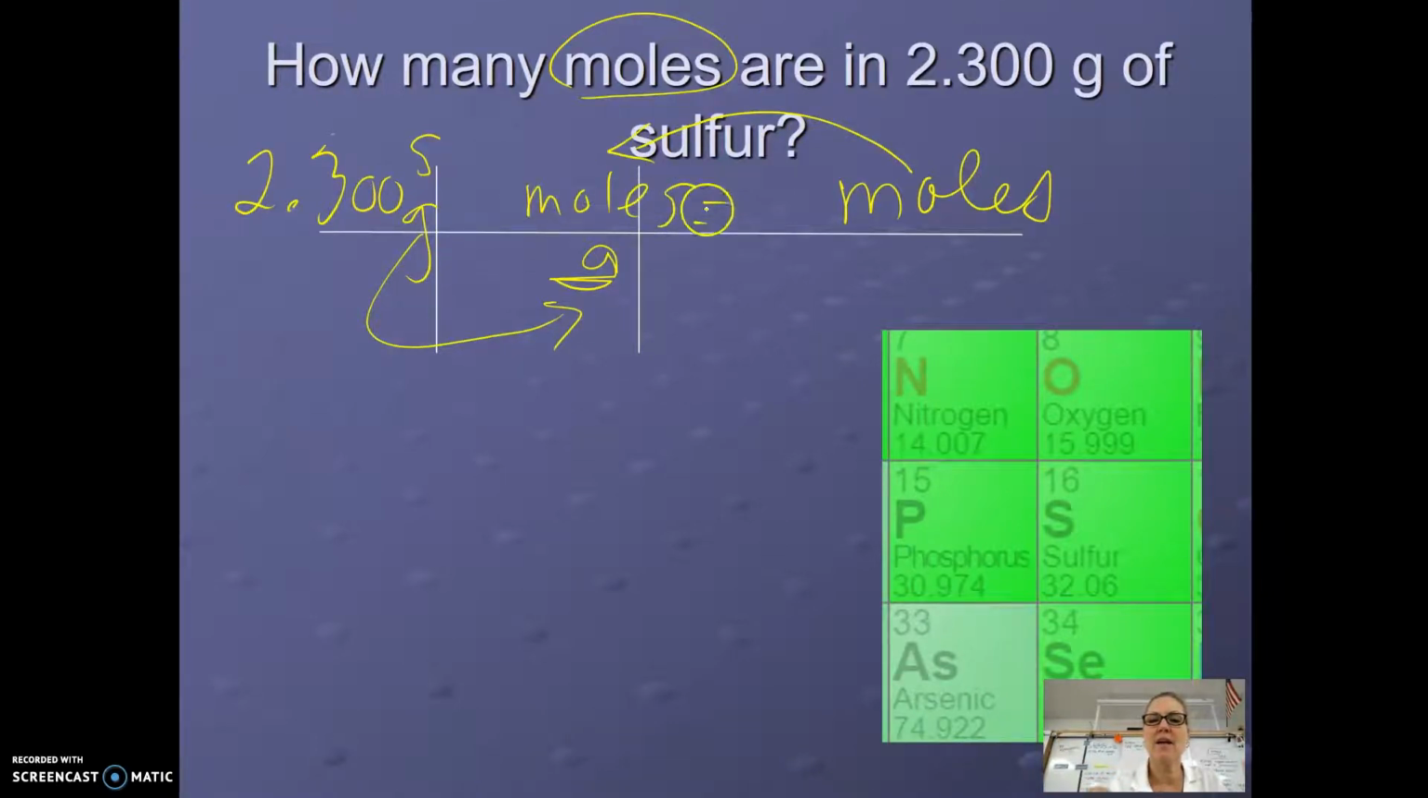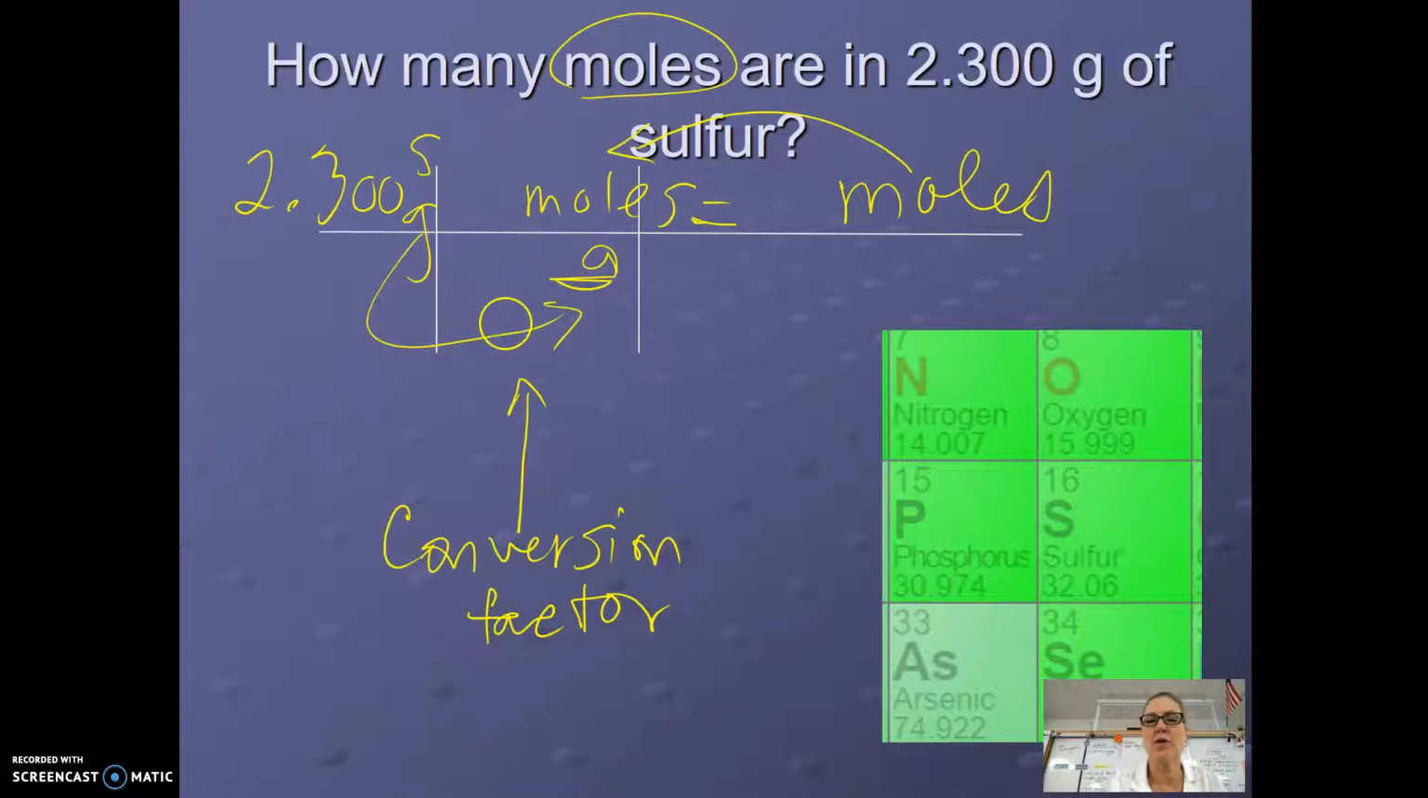So we need a conversion factor. That's what this is. We need a conversion factor that tells us how many grams are equal to how many moles, so we can change from grams, which is our given, into moles.